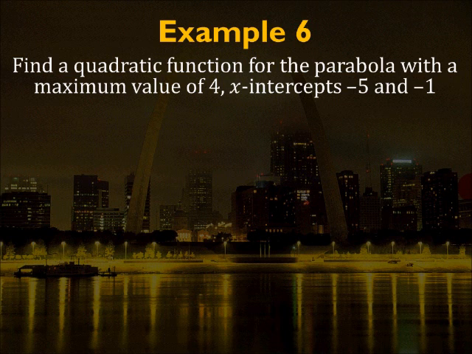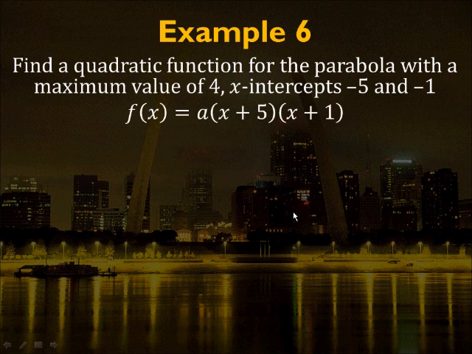Alright, so the first thing you want to do is notice that the x-intercepts are negative 5 and negative 1. So we have to start out with this. F of x equals a times x plus 5 times x plus 1. We know those are factors of f of x because these two numbers, -5 and -1, would make f of x 0 if we put them in. So that's the first step.